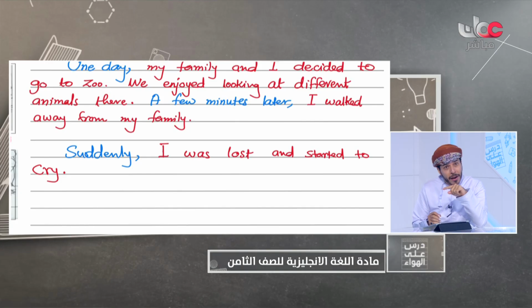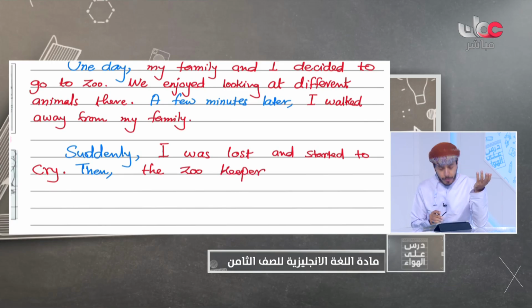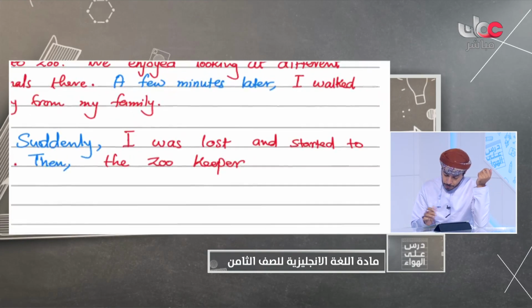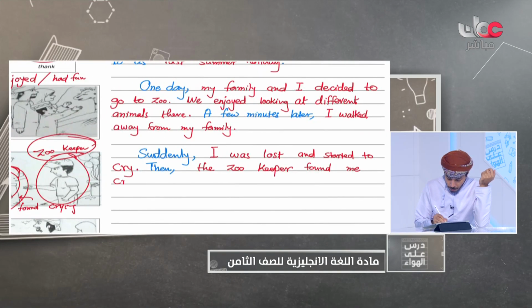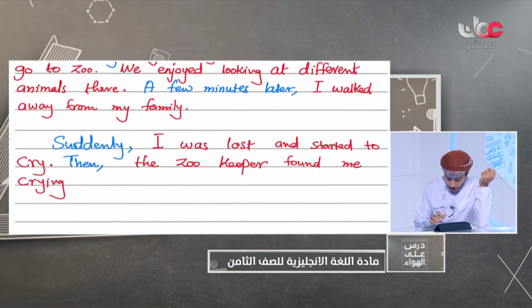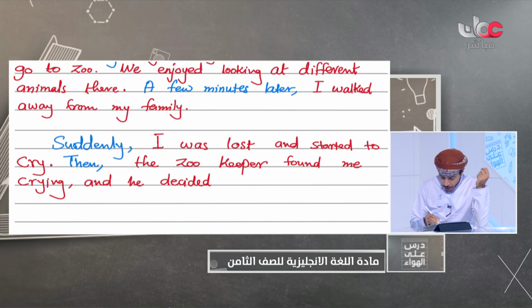Good. Then, after I cried, the zookeeper, this guy, then I can use the word then. Then the zookeeper, what is the verb? Found me crying. And I use the verb decided again, he decided to do what? He decided to help me. Very easy. He decided to help me.